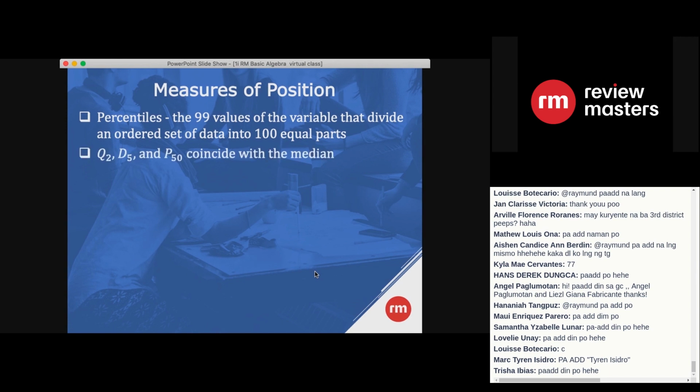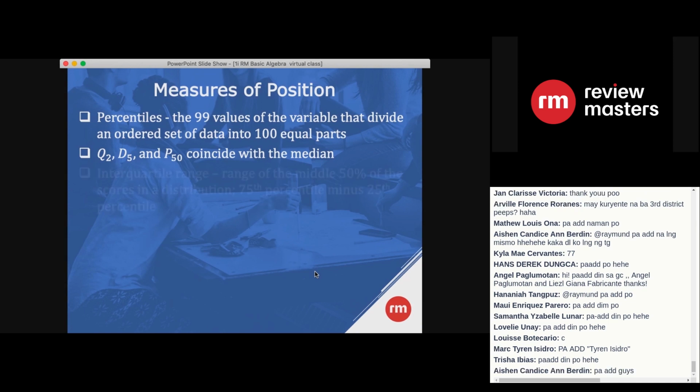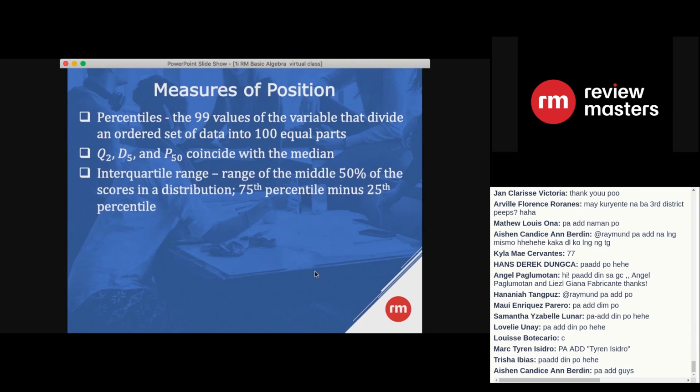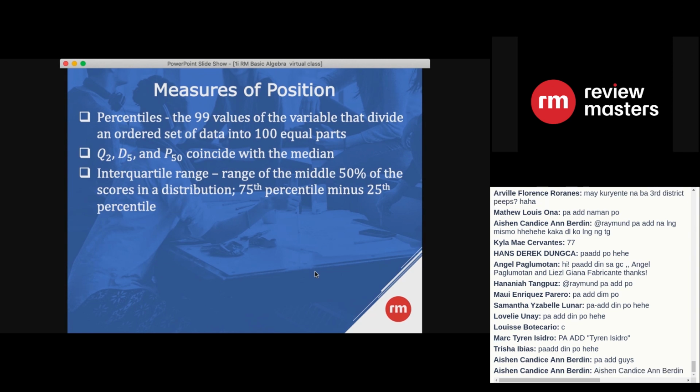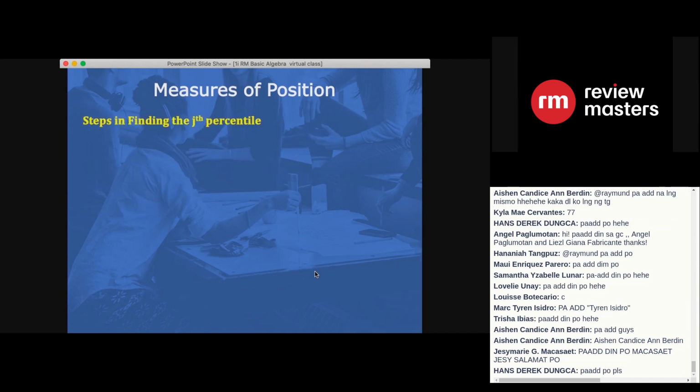So yung second quartile mo, 5th decile mo, at 50th percentile mo, yun is the same as your median. Interquartile range is 75th percentile minus the 25th percentile. That is your interquartile range. Okay, how do you get the jth percentile?